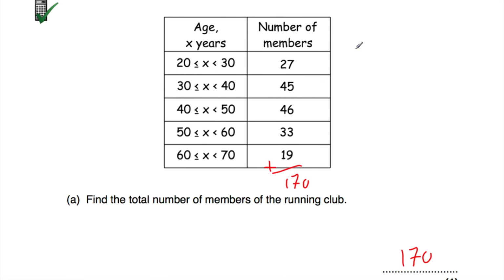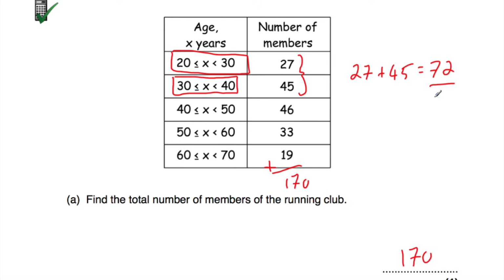So less than 40 years old, well, that would be this category here. All the members in this age category are less than 40 years old. But also here, the age is bigger than or equal to 30, but less than 40. So these members would also be less than 40 years old. So if we add together 27 and 45, that'll tell us how many members are less than 40 years old. So 27 plus 45 is equal to 72. So that means there's 72 members that are less than 40 years old in this running club.